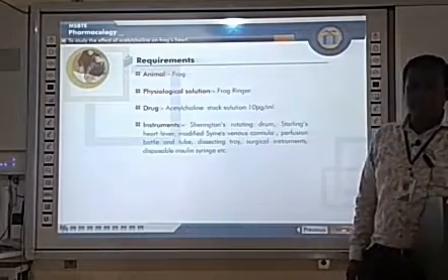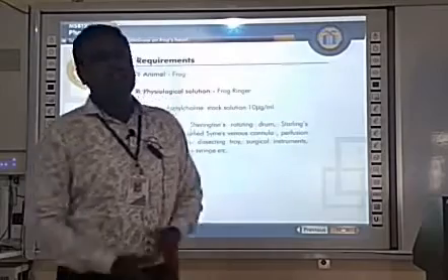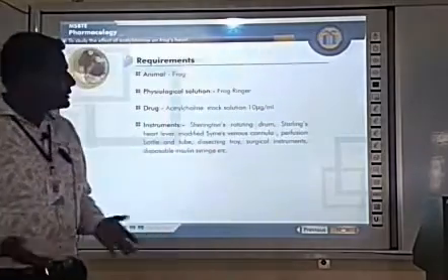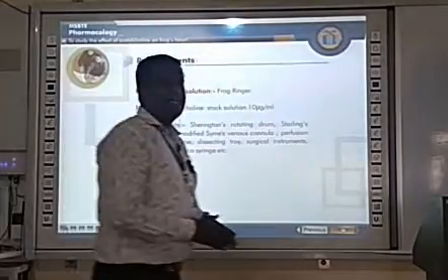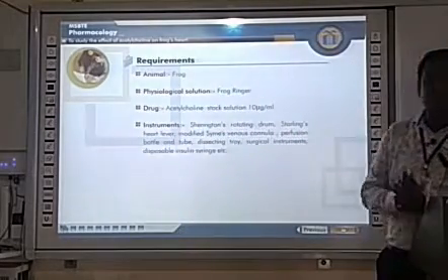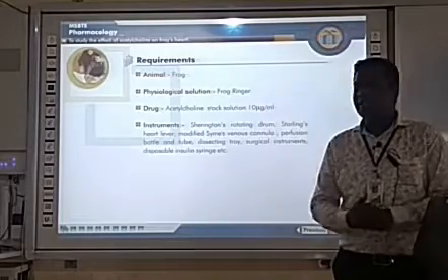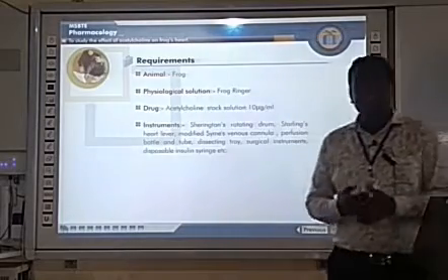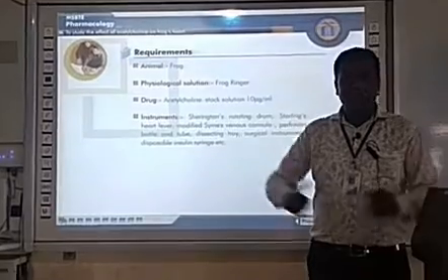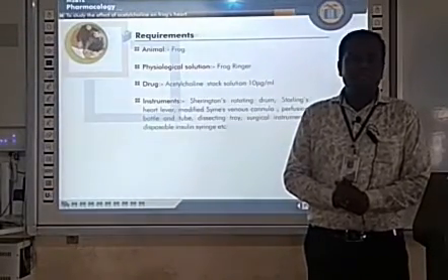And instruments. What are the instruments required for this practical? As in experiment number 2, it requires a Sherrington rotating drum, Starling heart lever, Sims venous cannula, perfusion bottle, dissecting tray, surgical instruments, then a disposable insulin syringe. These are the requirements for today's practical.